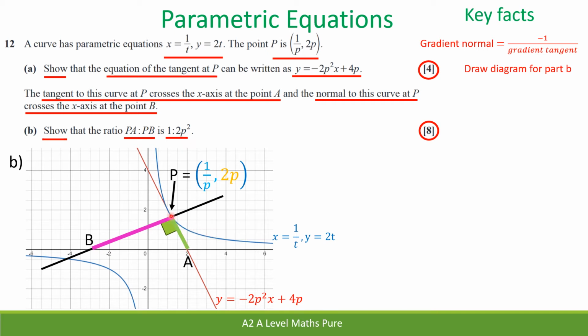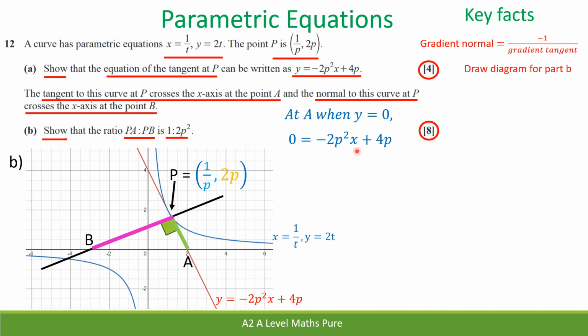So to start with, we're going to look at working out P to A. It doesn't matter which order you do it in, I've just chosen to go P to A first. So we know the equation of this curve here, y is equal to minus 2p squared x plus 4p. And at point A, we're crossing the x-axis, so y is going to equal 0, which means that 0 is equal to minus 2p squared x plus 4p.